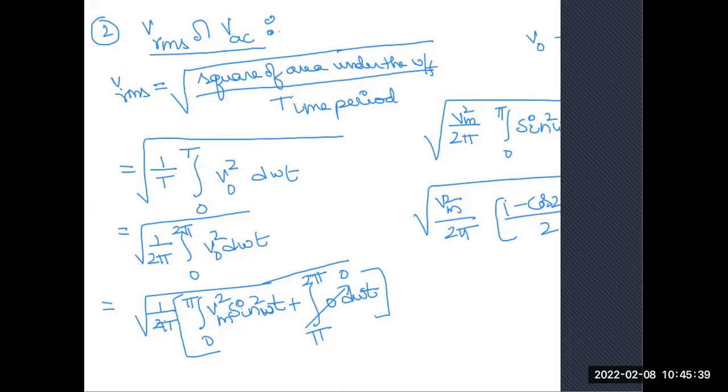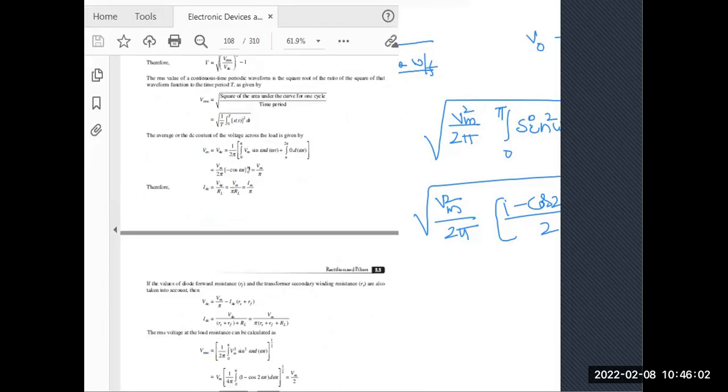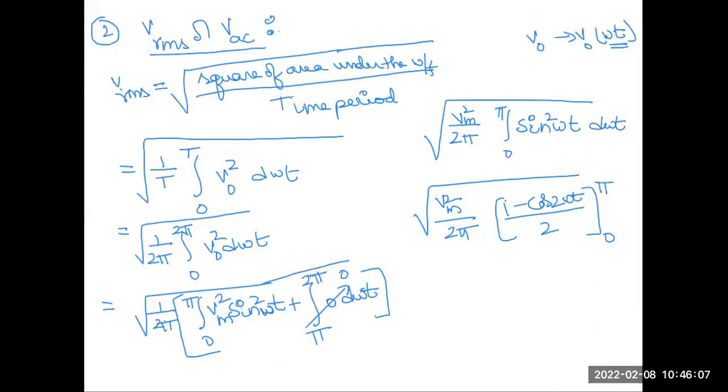From where has 4 come? This 2 in the denominator you brought out of the bracket, right? Yes, ma'am. So it becomes Vm squared by 4 pi. Good. After that, into 2 pi. Why is it 2 pi? Substitute pi and 0, it comes 2 pi, ma'am. Ma'am, we have not done integration, ma'am. Directly we have substituted the formula.